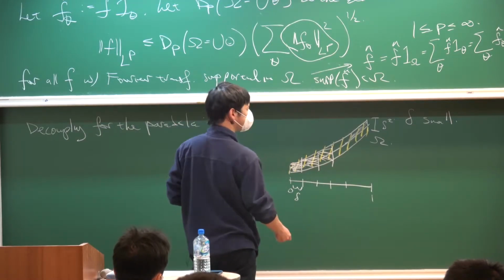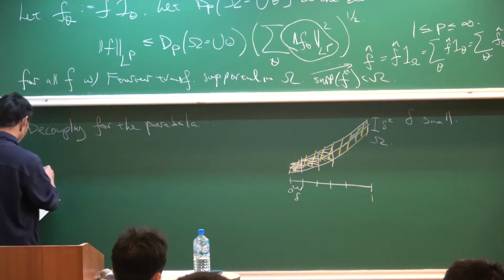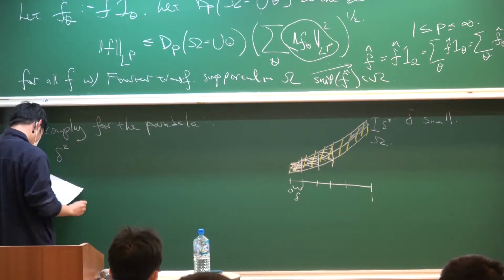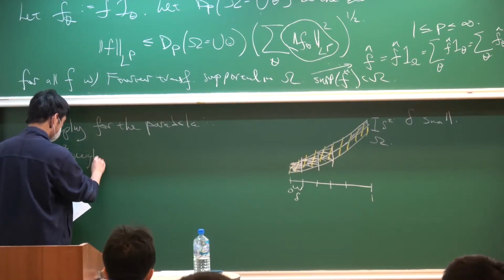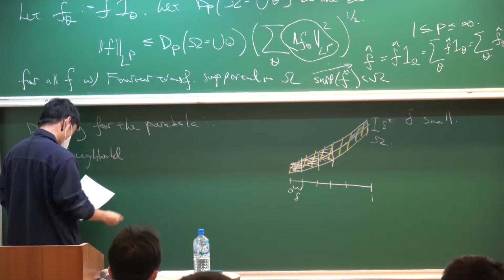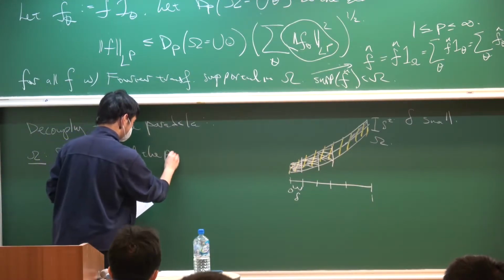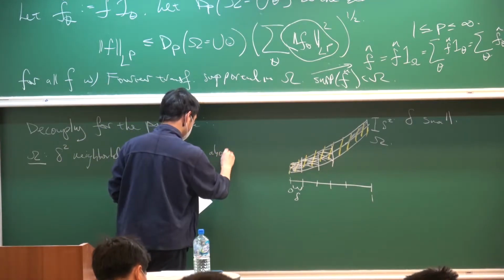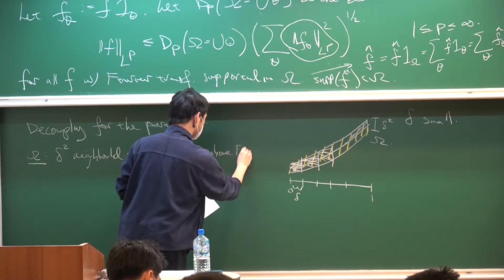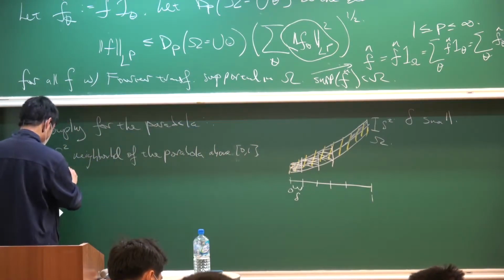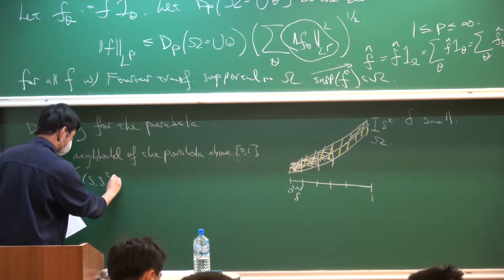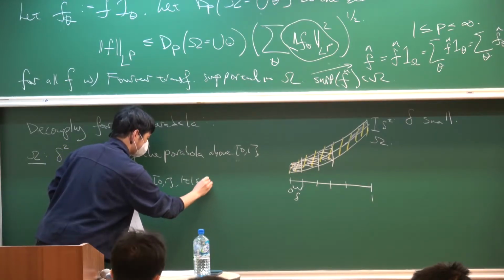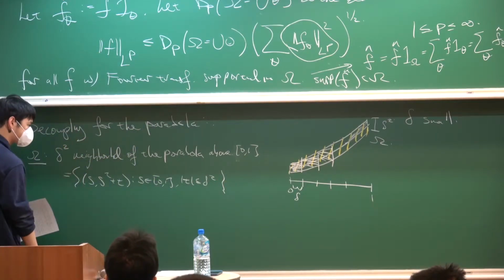Let's be more precise and write down something. Omega is the delta squared neighborhood of the parabola above [0, 1]. Or more precisely, it's just s squared plus t, where s is in the unit interval and t is less than delta squared.